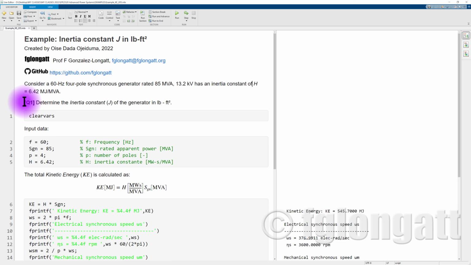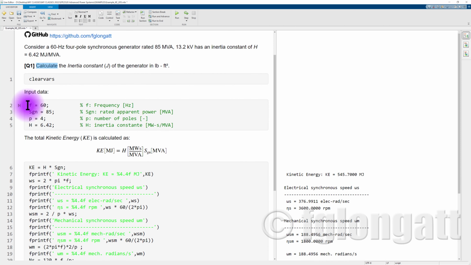But now there is the very interesting question here. Determine or calculate the inertia constant J, but using the British units, pound per square feet. Okay, that is what we will do here. Initially, you can put here the data: 60 Hz, 85 MVA, 4-pole, and 6.42 megawatt second per MVA.